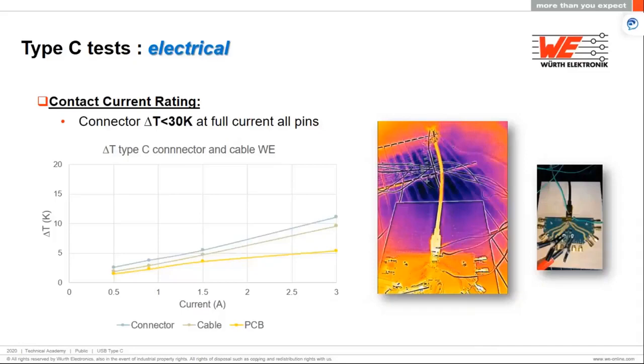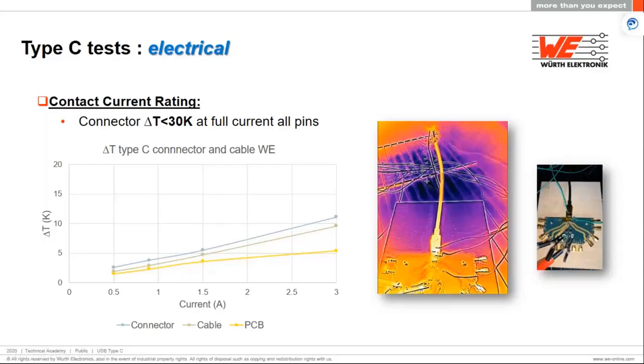Now, this slide explains the current rating test for the Type-C connector and its thermal behavior. Measurements in this case are either done with a thermocouple glued onto the connector, or we can simply use a thermal camera to see the temperature rise. With this setup, we can measure the temperature rise of three things: the connector, USB cable, and of course the PCB. If you see the graph, the temperature rise for all these three components is way below 30 Kelvin, which is the recommended standard value.